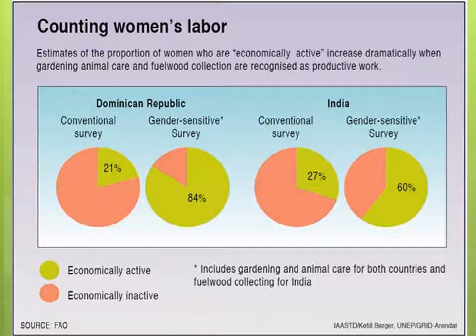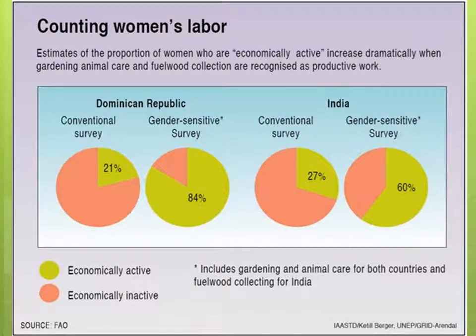So a couple different things here. This is a poll that was conducted in two countries, the Dominican Republic in the Caribbean, and India in South Asia. And this is looking at the estimates of the proportion of women who are, quote, economically active. What we mean when we say economically active: the green areas are considered economically active and the red areas economically inactive. The conventional survey in the Dominican Republic says that only 21% of women are economically active, whereas in India it's 27%.